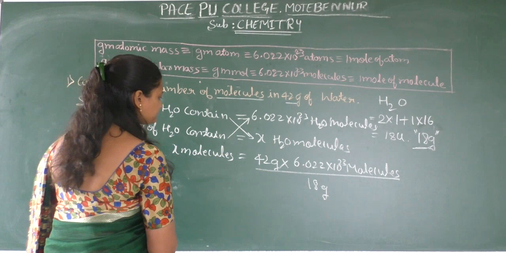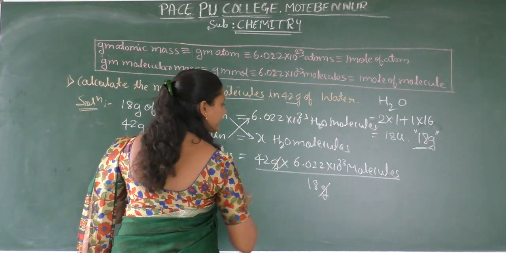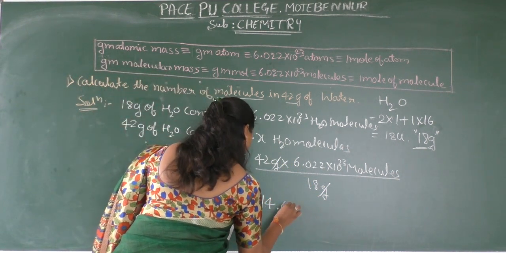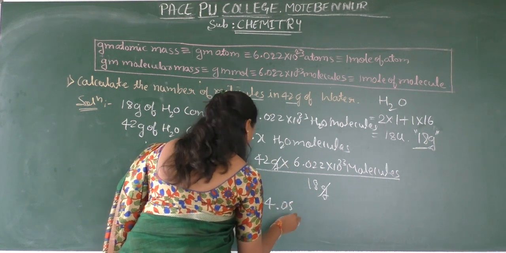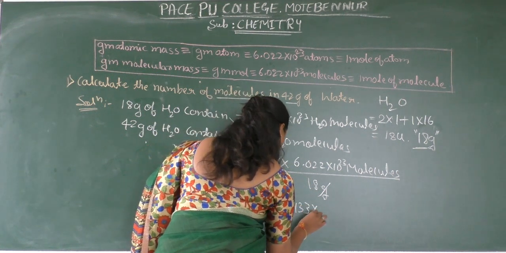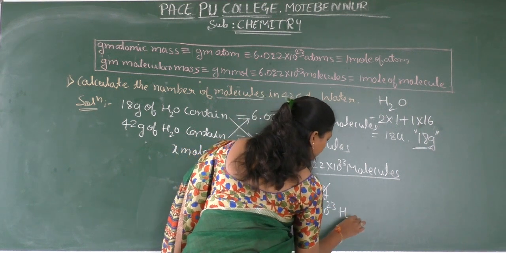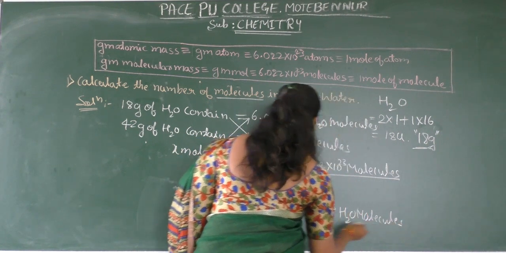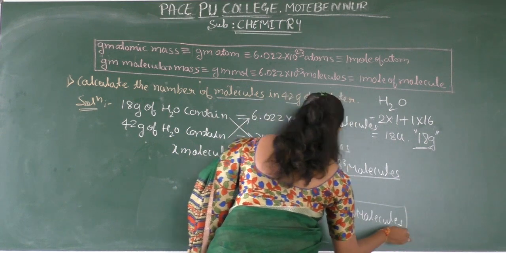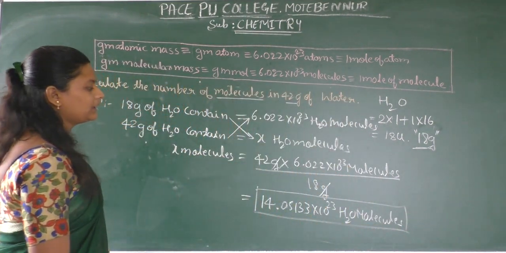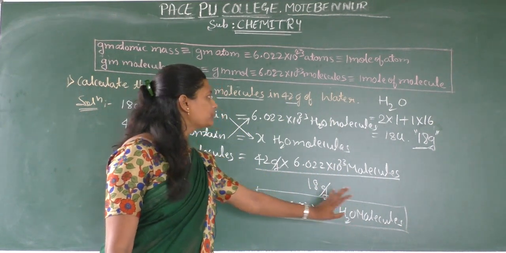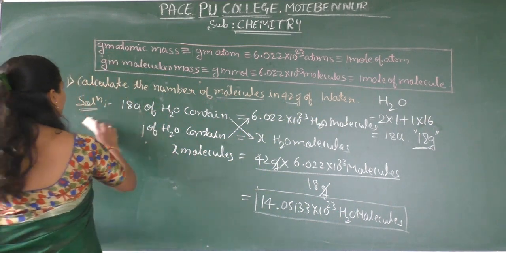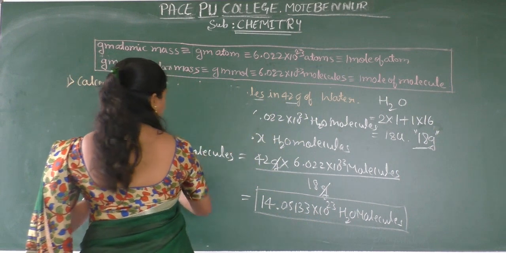Okay, so next here gram will get cancelled. So here the answer is 14.05133 into 10 raised to 23 water molecules. So here 14.05133 into 10 raised to 23 water molecules are present in 42 grams of water. Okay, I hope you understood about this calculation.